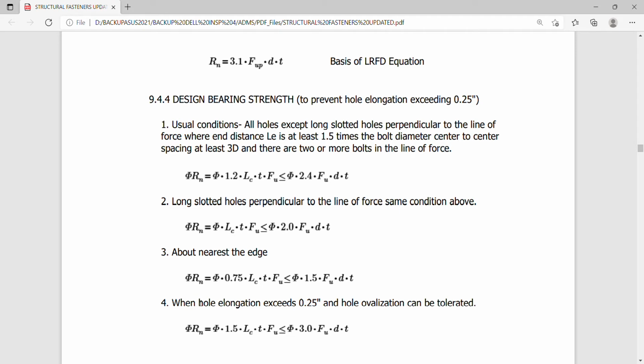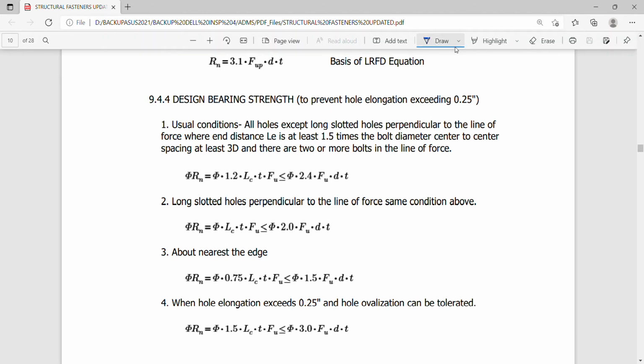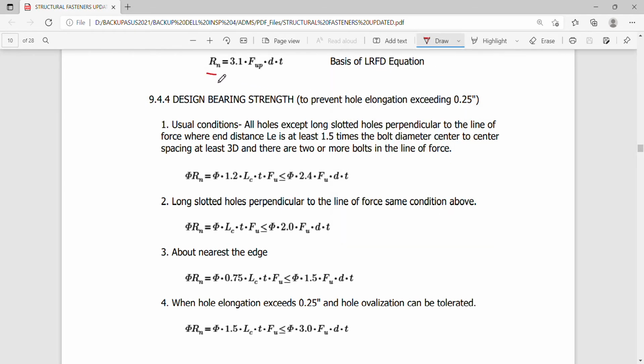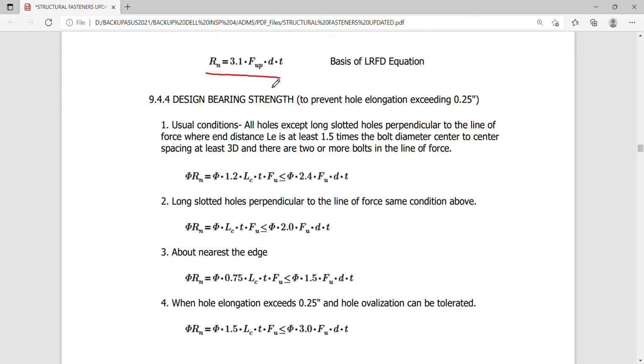Okay, guys, to continue our discussion on fasteners. In our previous lecture, what we have derived is actually the equation for the bearing strength of the bolt, which is the basis of the LRFD equations we will be using in the problem.